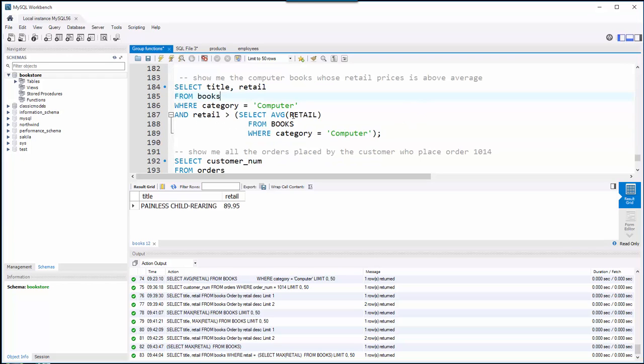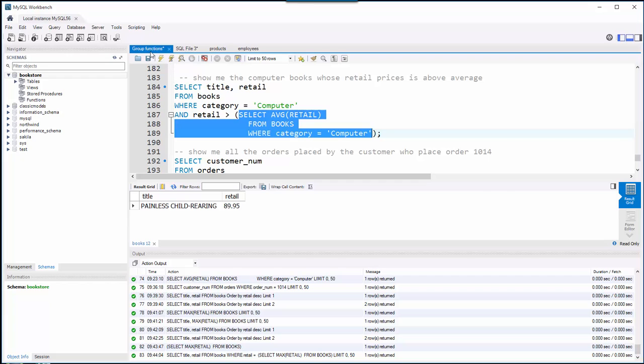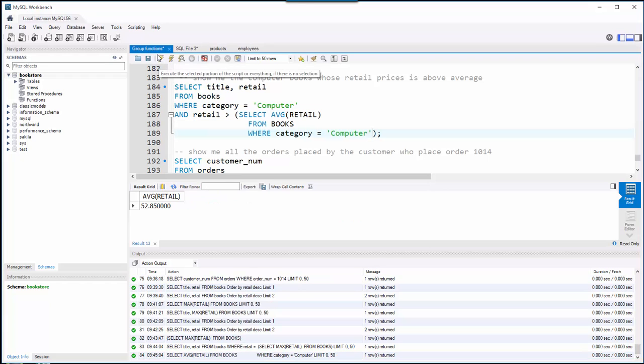And the first one is, what is the average retail price of computer books? So I'm going to go select average retail from books where category equal computer. And I can run that all by itself. So just that little piece I can run and I'll get a single number. There it is. That's the average retail price of computer books. So then I'm saying, now show me all the books whose price is above that.